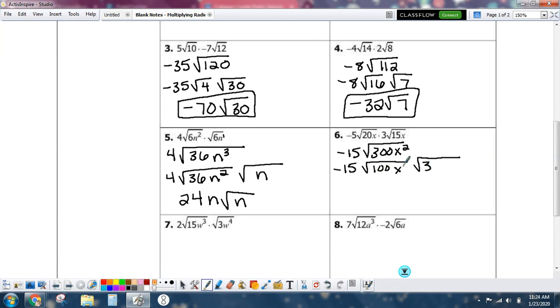x squared is a perfect square, so I go ahead and put that under this radical. And when I simplify, I get 10 for the square root of 100. Negative 15 times 10 is negative 150. 2 divided by 2 is 1. Bring down the square root of 3.